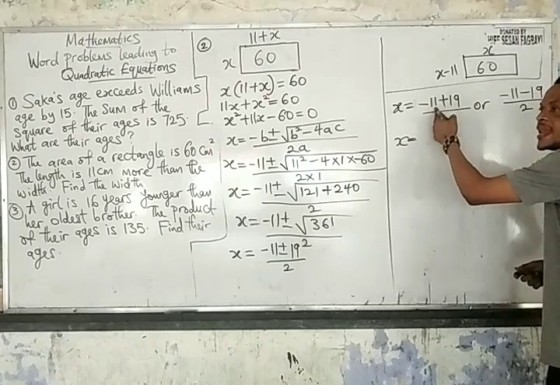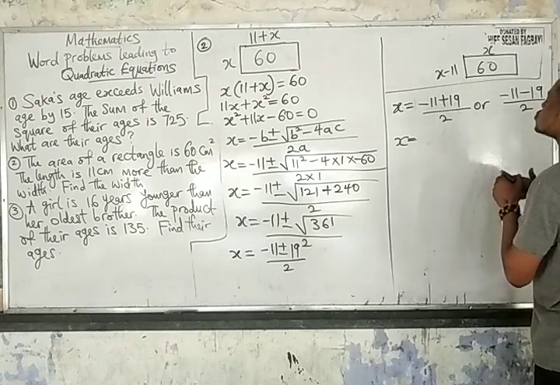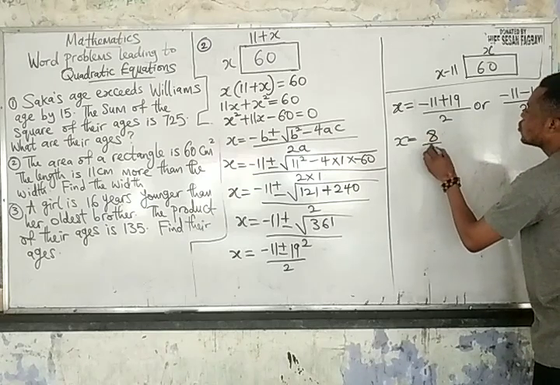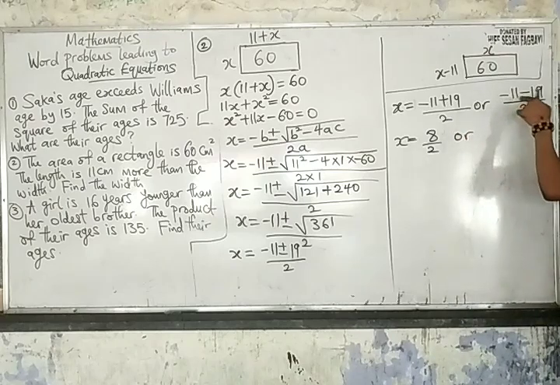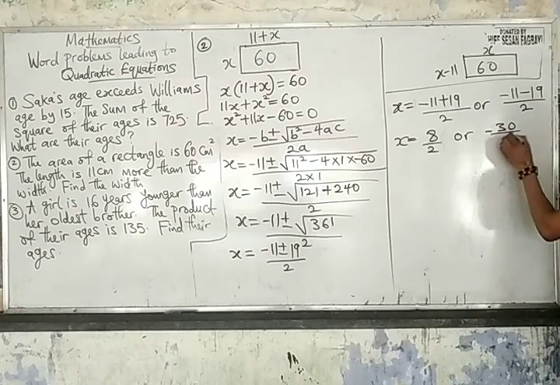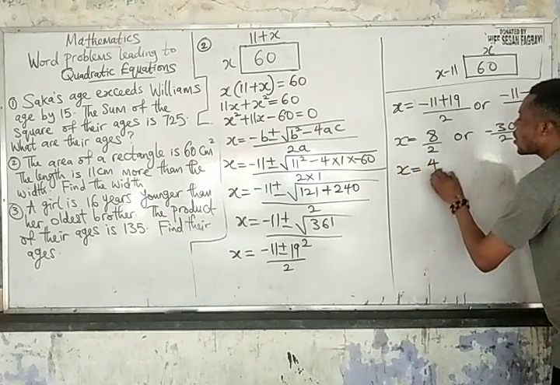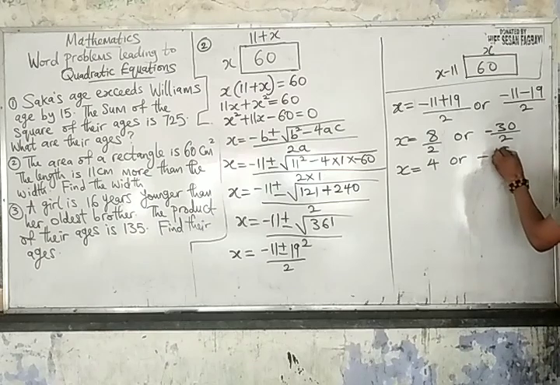You are only owing 11, you have 19. So that's going to result to 8. We have 8 all over 2. Or the x to be minus 11 and minus 19. That's going to be minus 30. We have minus 30 all over 2. So x is either going to be 4 or x is going to be minus 15.